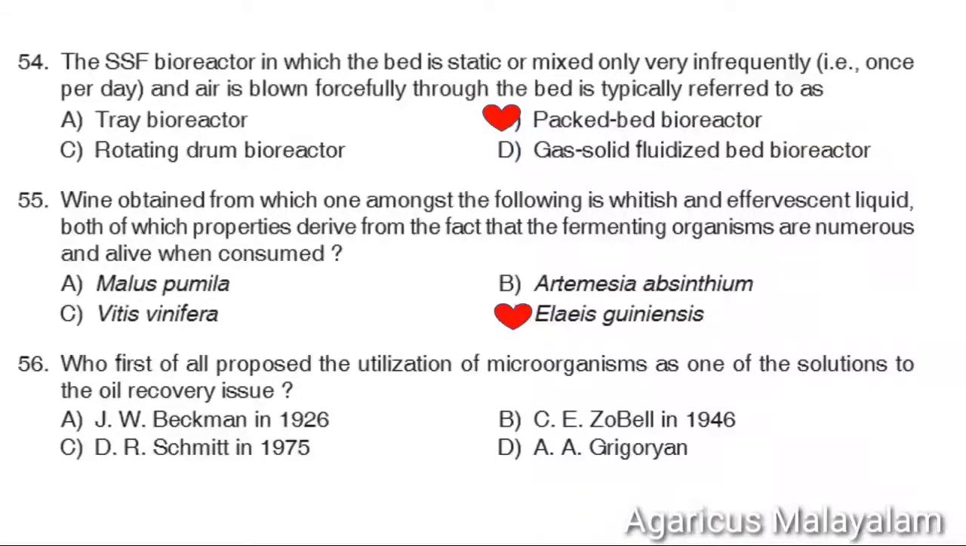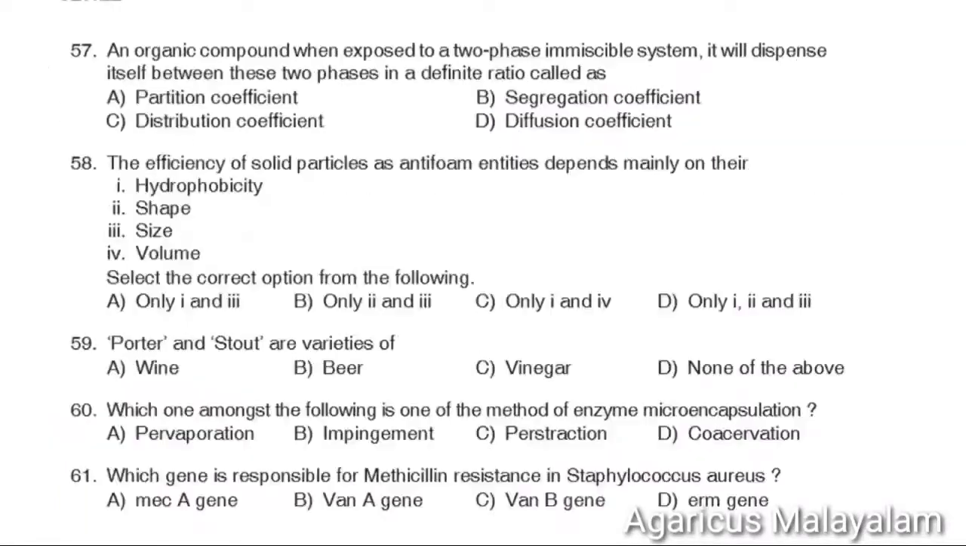56. Who first of all proposed the utilization of microorganisms as one of the solutions to the oil recovery issue? Correct answer is option A, Beckmann. 57. An organic compound when exposed to a two-phase immiscible system will distribute itself between these two phases in a definite ratio called as. Correct answer is option C, distribution coefficient. 58. The efficiency of solid particles as antifoam entities depends mainly on their. Correct answer is option D.